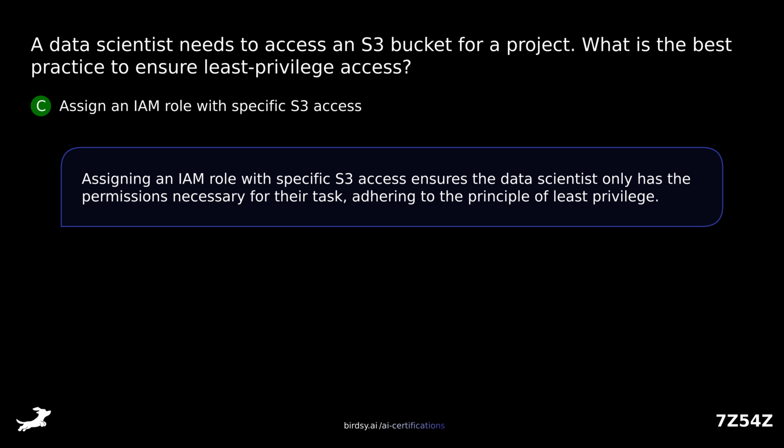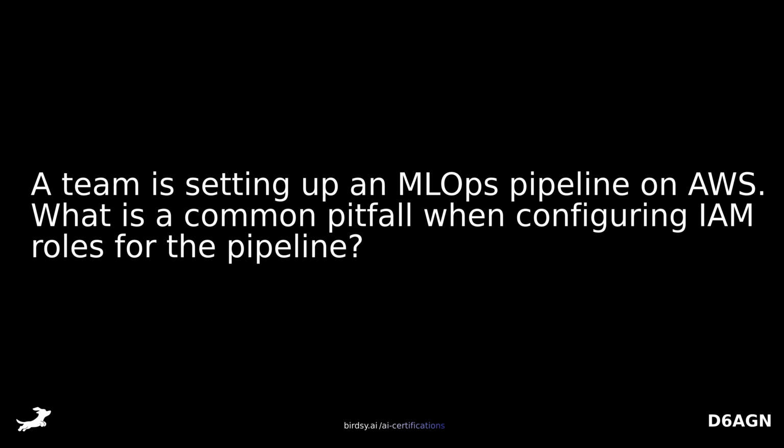Assigning an IAM role with specific S3 access ensures the data scientist only has the permissions necessary for their task, adhering to the principle of least privilege. A team is setting up an MLOps pipeline on AWS. What is a common pitfall when configuring IAM roles for the pipeline?